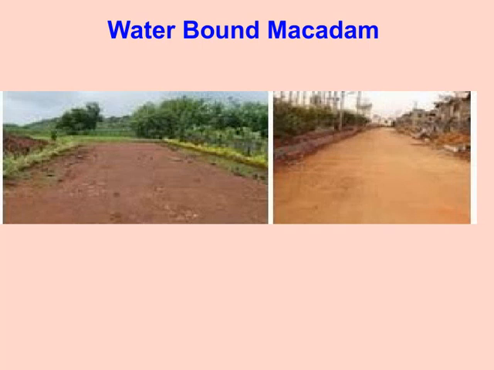Today, let's talk about water-bound macadam. This is a type of road construction where water plays a crucial role in the process. Essentially, water-bound macadam involves laying layers of crushed stones, which are then bound together with water and compacted properly. The water acts as a binding agent, helping the stones settle tightly and creating a strong, durable surface.